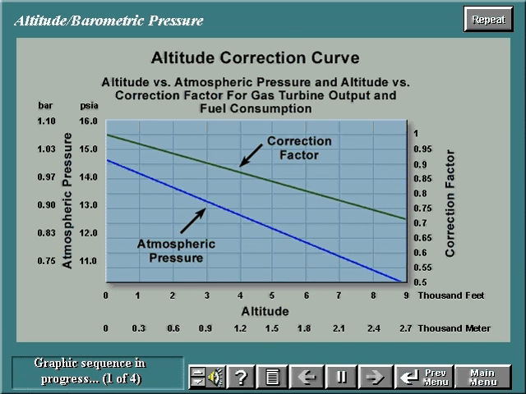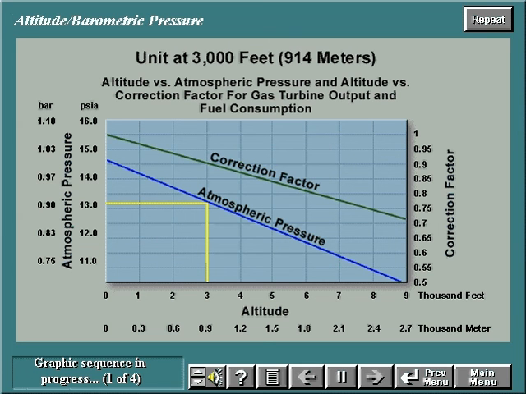This graph shows the effects of altitude and barometric pressure on gas turbine performance. A decrease in air density reduces mass flow and output proportionally. Heat rate is not affected. For example, a unit installed at an altitude of 3,000 feet would require an atmospheric pressure correction of approximately 13.2. The correction factor for the output and fuel consumption would be approximately 0.91.